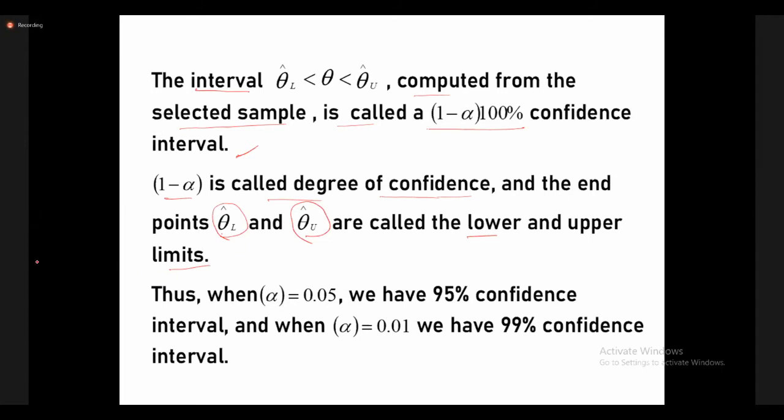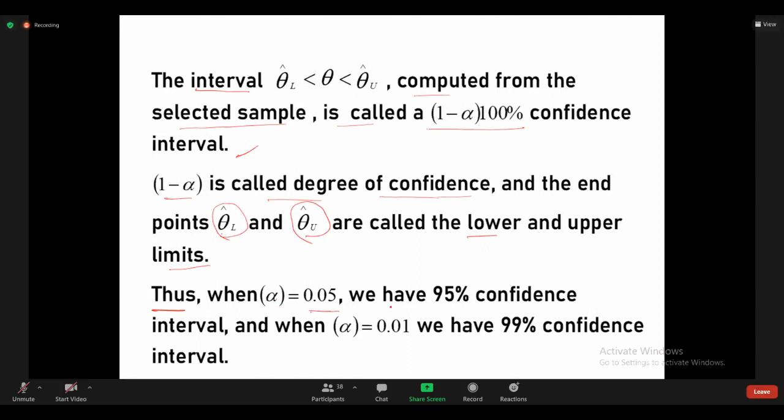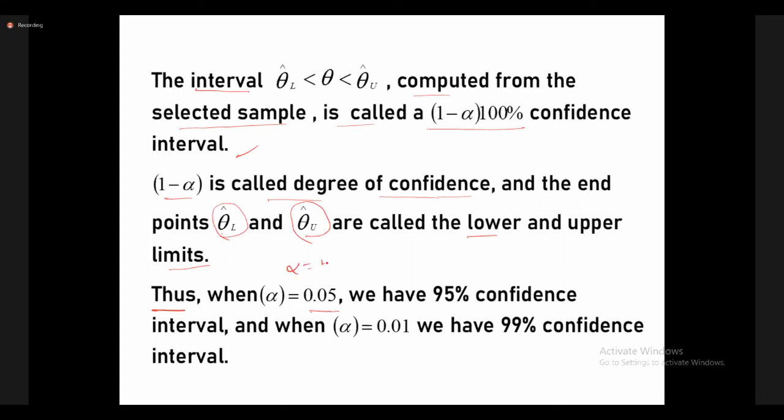Now see here, when alpha is 0.05, that means alpha is 5%, so we have a 95% confidence interval. Just now I gave an example: you completed one exam, and one of your friends asked how much you can score. 95% I will get 80 marks. There is a 95% confidence.